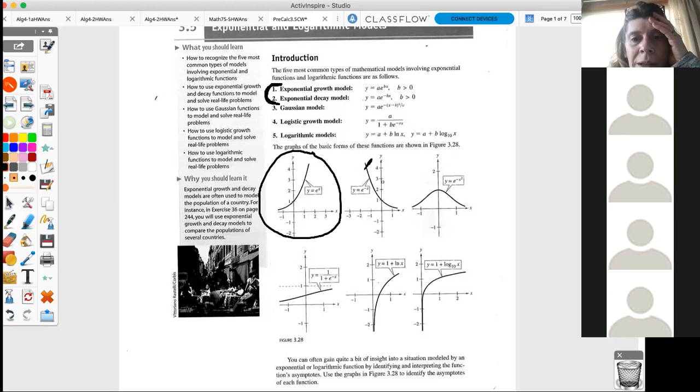Exponential decay would be the exact opposite. Well, first of all, let's look at the exponential growth. It is increasing, but it's increasing at an increasing rate. So that's how you would describe a graph of exponential growth. Think of a couple of rabbits that are on a deserted island, and then they start multiplying, right? So you start with 2 rabbits, and then by the end of the year, you have a bajillion rabbits because they're growing at an exponential rate, right?